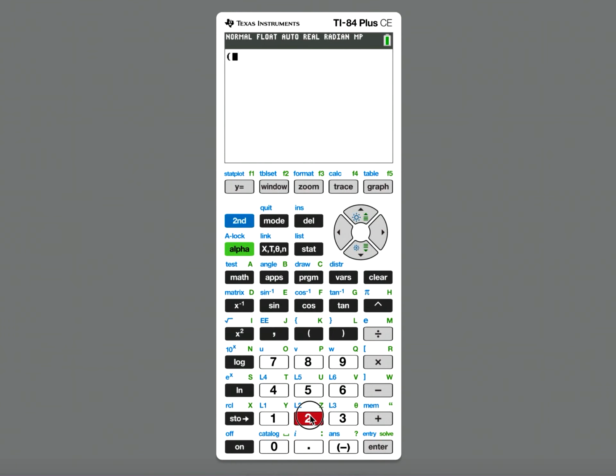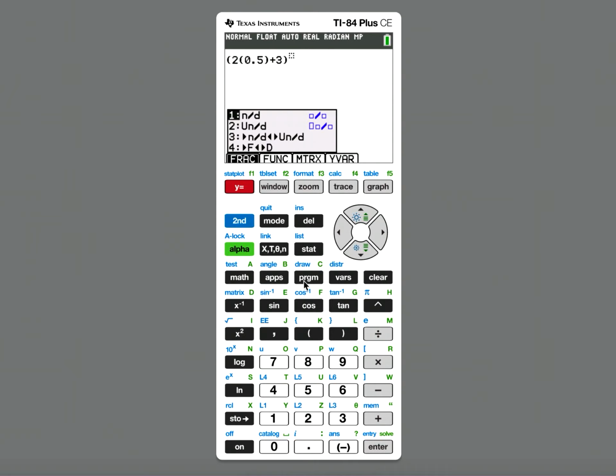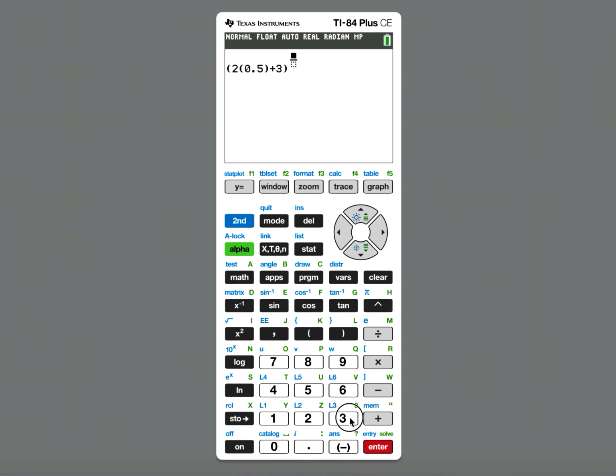So that would be 2 times 0.5 plus 3, all being raised to the 3 over 2 power. Press enter, and we should get 8. We got 8, so it is a correct answer, so we can circle it.